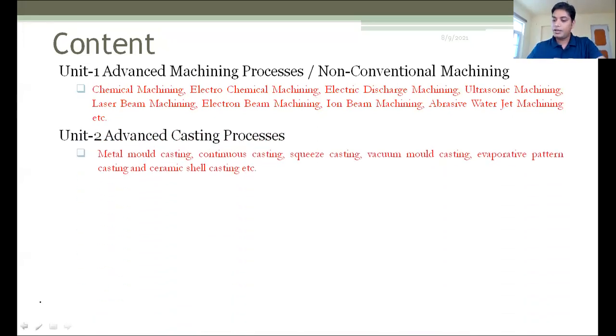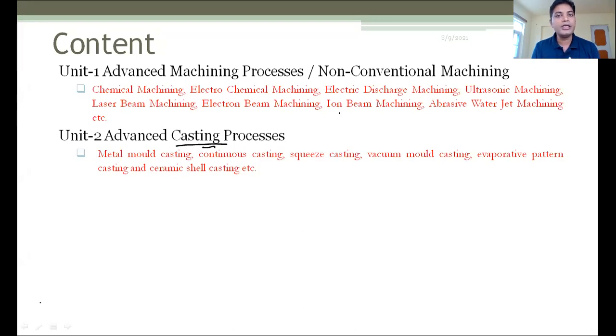Next is related to the advanced casting processes. As I said, all the units involve advanced topics, because whatever you studied previously was basic, and what you will study in this semester is advanced. In the casting processes, you covered that part recently in the fifth semester, and I'm just briefing you to recap these things, since you are aware of them.